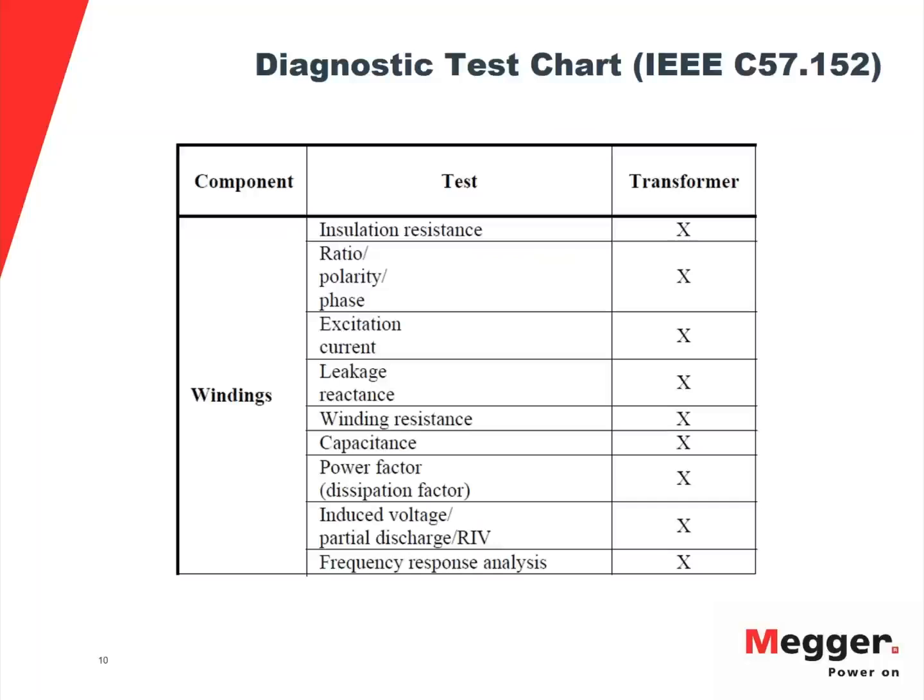The IEEE C57.152 standard has a diagnostic chart which tells you what are the tests that you should perform if you want to check a certain component of a transformer. Since our focus is on the windings, this slide gives you information as what all tests you can perform to check the condition of the winding. And as you can see that it lists the ratio as well as the winding resistance test.